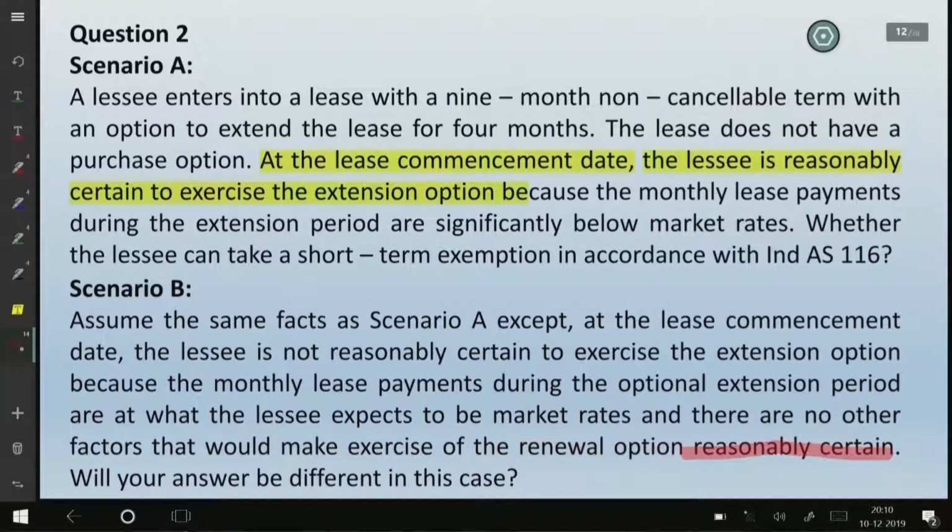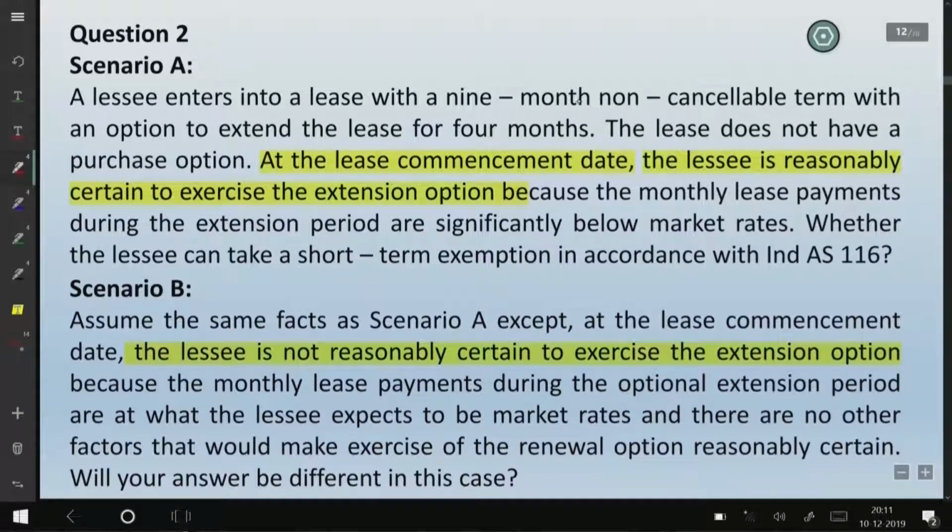Now, what will happen? The only difference in scenario A and scenario B is that here the lessee is not reasonably certain to exercise the extension option. Now what will happen? If there is no reasonable certainty to exercise the extension option, the lessee would simply consider the original lease term of 9 months.